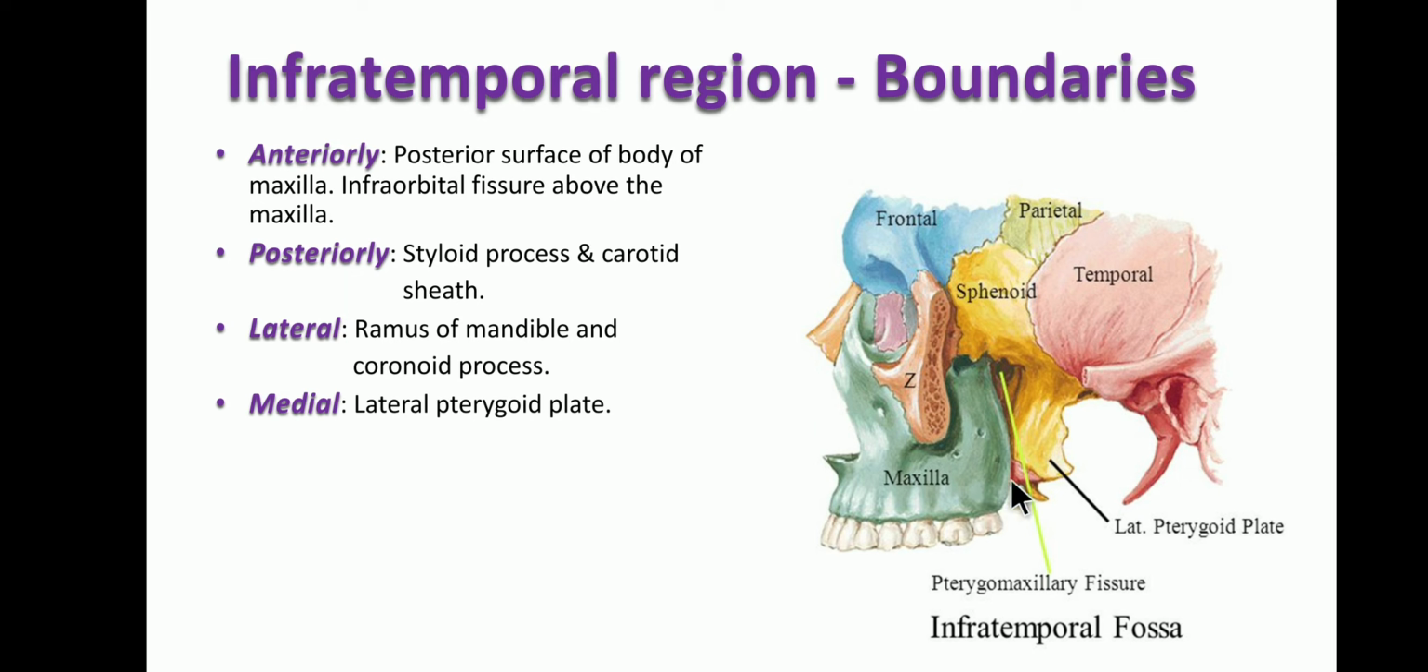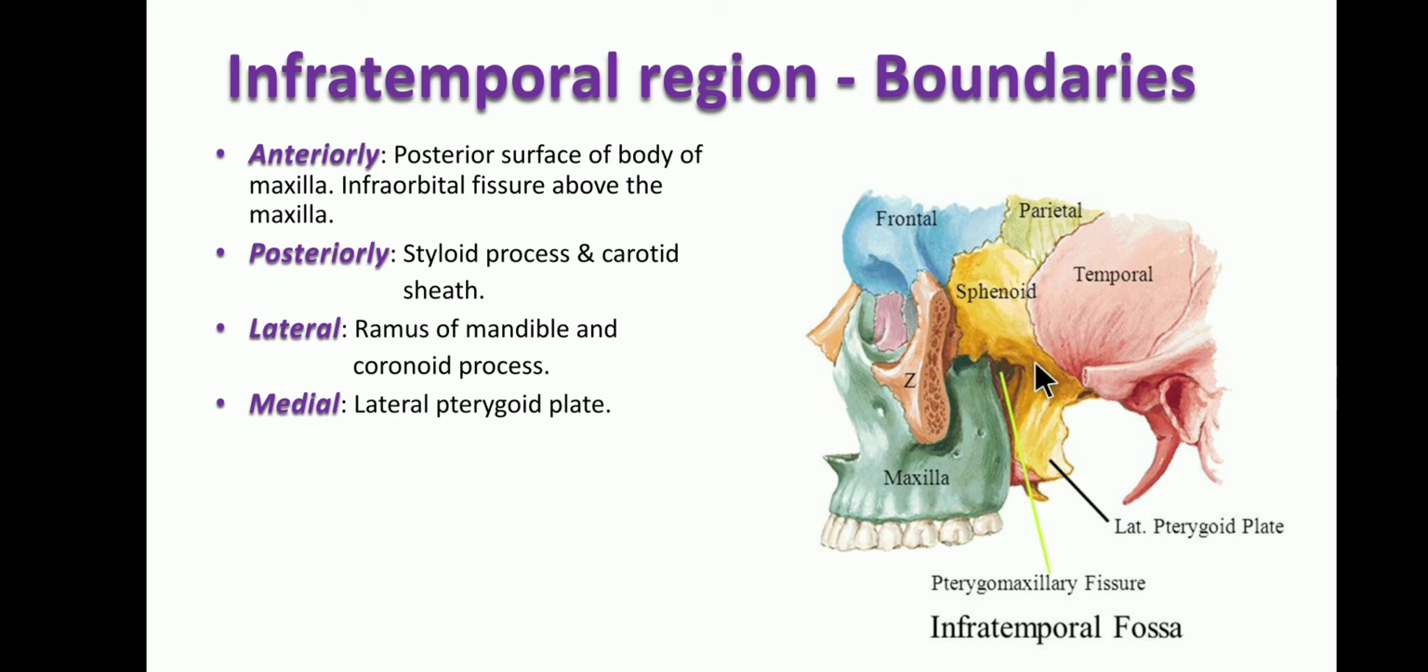This is your maxilla, this is your lateral pterygoid plate, and between those two you see a very small triangular-shaped bone called the pyramidal process of the palatine bone. And this narrow gap between the pterygoid and the maxilla is called the pterygomaxillary fissure, which leads into a fossa called the pterygopalatine fossa. So medially you have the lateral pterygoid plate.